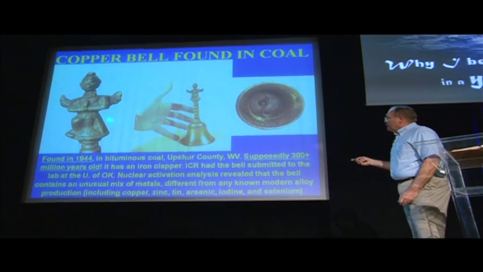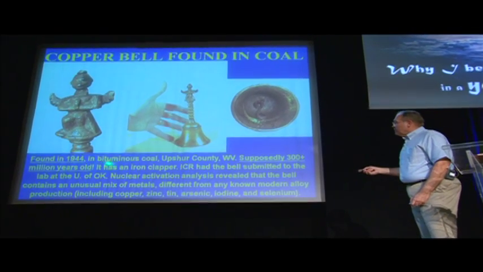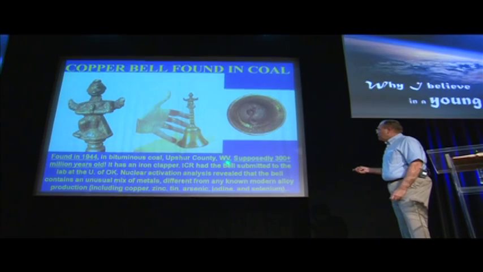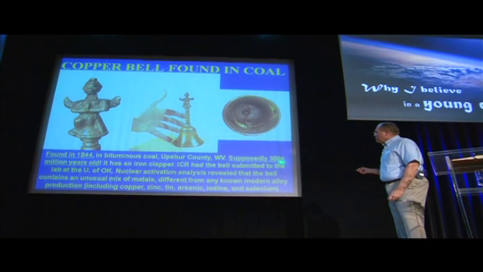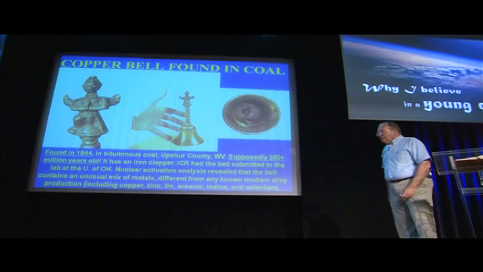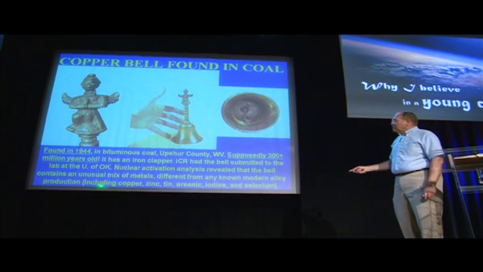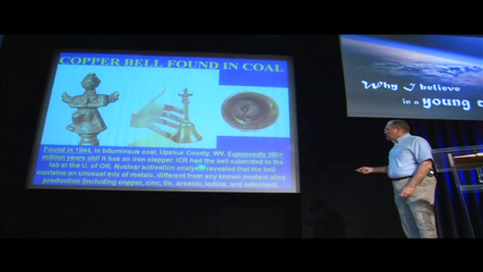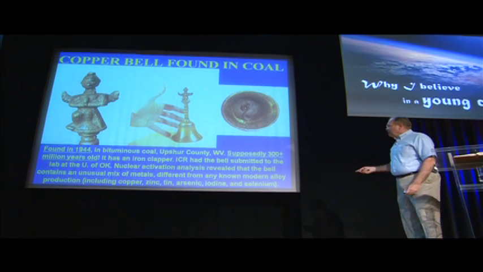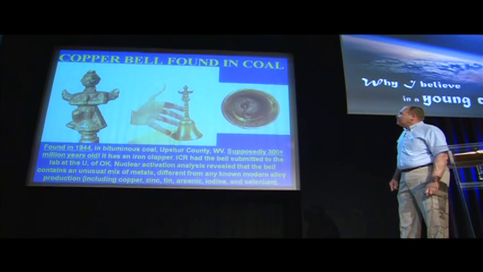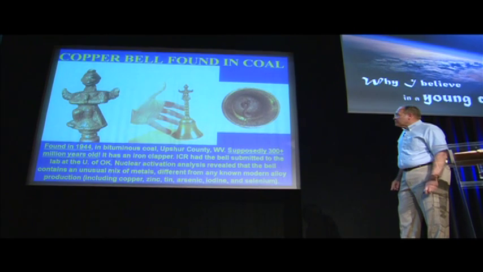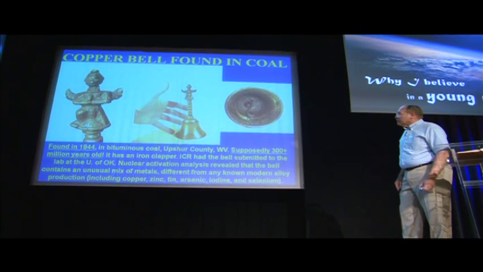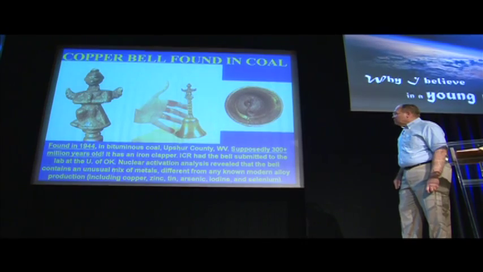And this is a bell found in 1944 in medium grade coal in our state of West Virginia, but the coal is supposedly 300 million years old. Oh, it's a very unique alloy and has an iron clapper on it and so forth. But this is a pre-flood bell used between creation 6,000 years ago and the flood of Noah by somebody, and trapped in the coal from the flood. And doesn't it take millions of years for fossils to form?